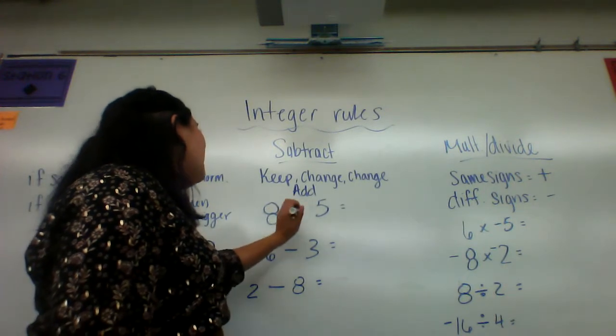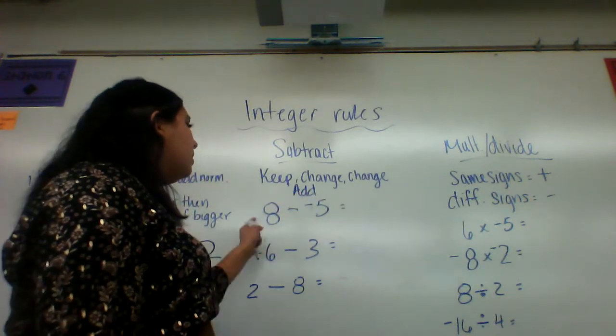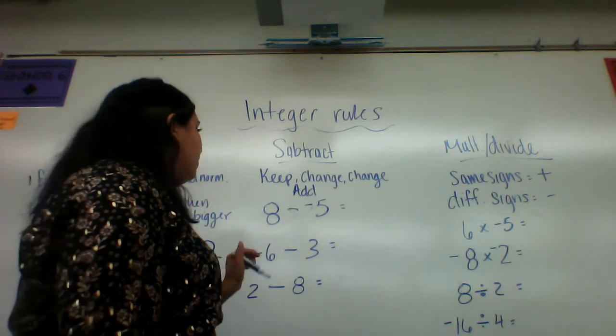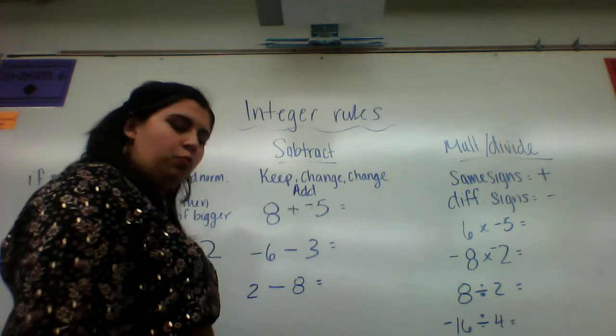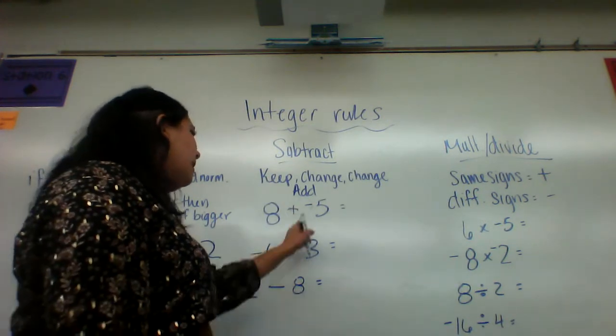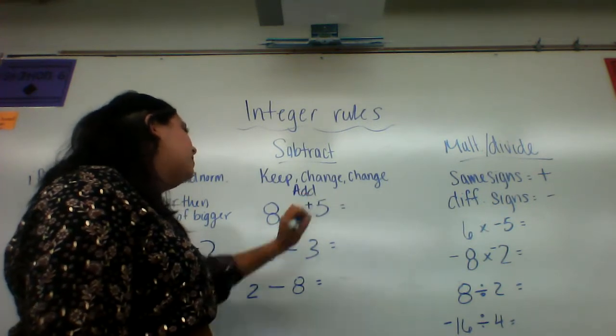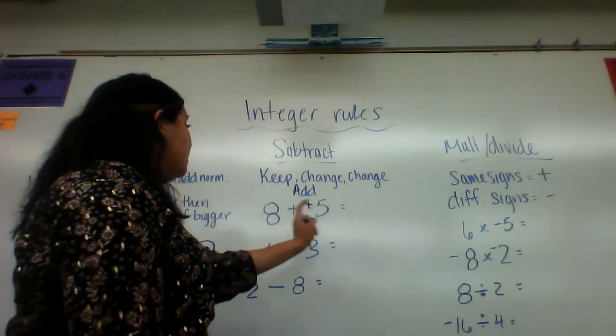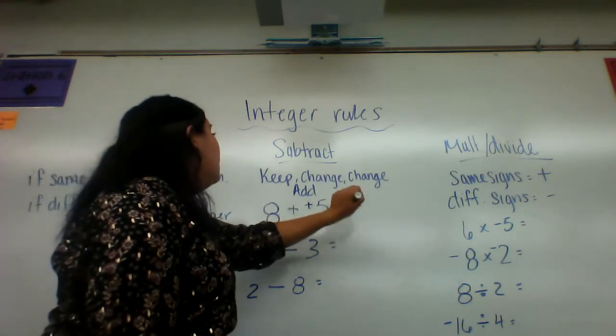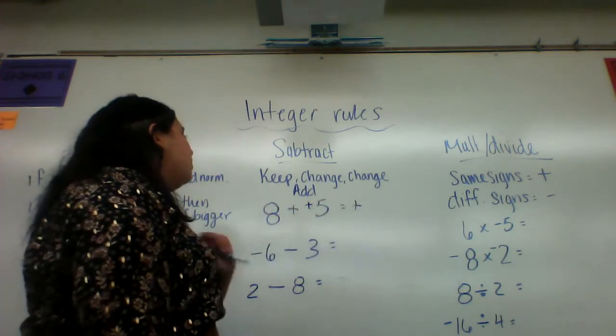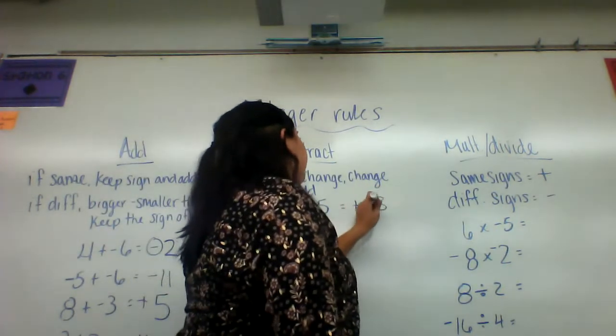Like this one I just did while we were working. I had 8 minus negative 5. So I'm going to keep that as positive 8. I'm going to turn it into addition because I want it to be addition because it's easier. And I'm going to change the sign of the second one. This was a negative 5, so now it's going to become a positive 5. And then I'm going to add them. So these are the same signs, so it's going to end up being a positive. And then 8 plus 5 is 13.